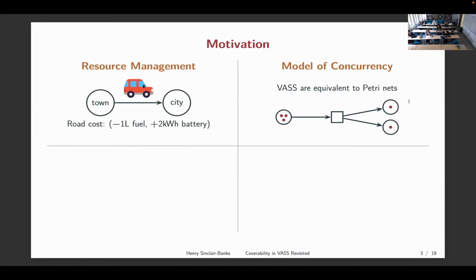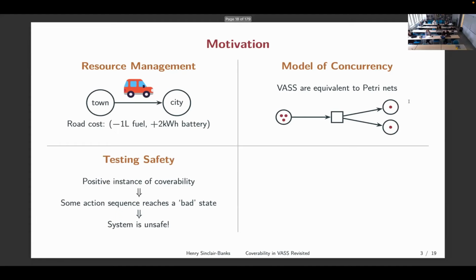You can also see this as a discrete model of a chemical reaction, right? You can have the input places being the fuel for a reaction and the output places being the product. And the transition just says, oh, this is the reaction that is occurring. And so you can have a reaction that reacts this way. You can also test safety.